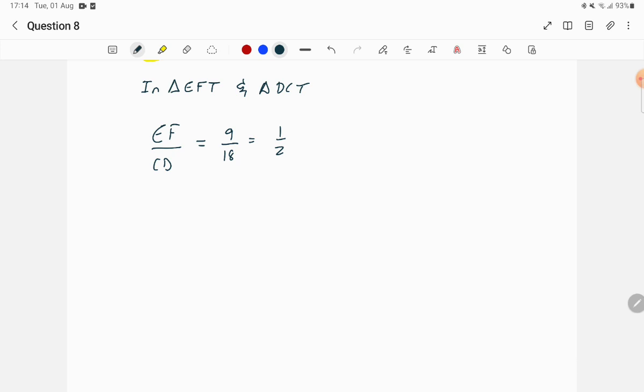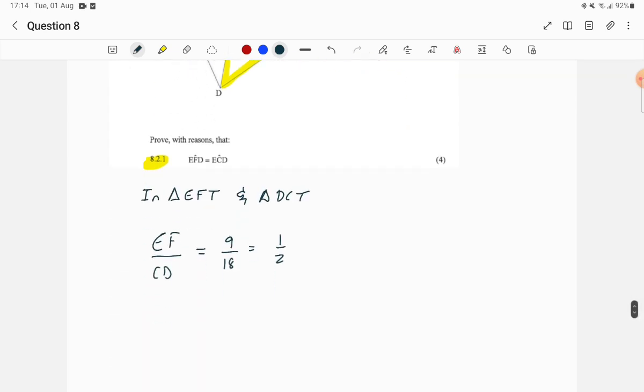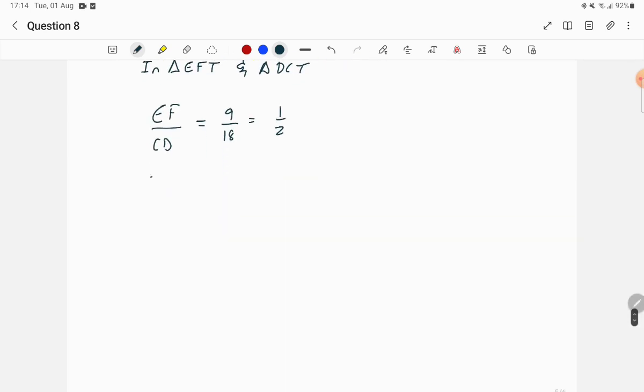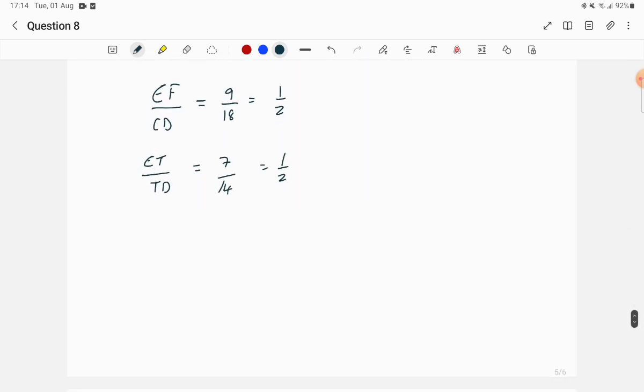They all have to be in the ratio of 1:2, or basically their ratio has to be half. Then the next set is if we look at ET and TD, we get 7:14, which is half again. So ET divided by TD is equal to 7 over 14, which is half. That's what we wanted. And then the last two sides, FT and TC, which is 5 over 10, which is also half. So FT divided by TC is equal to 5 over 10, which is half.